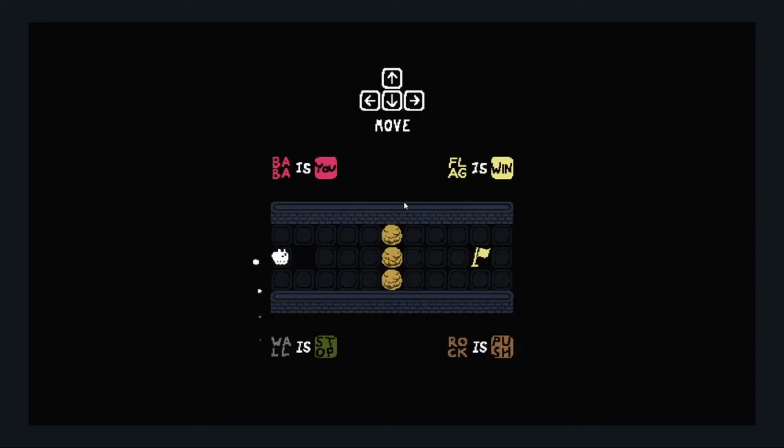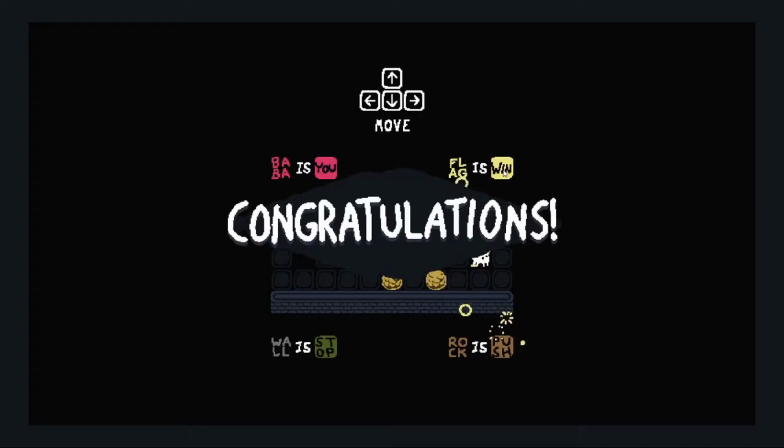Now, if you look over here in the bottom right, you can see rock is push. Now, these are rocks, and push is self-explanatory. We can push them. So that's pretty cool. You can push them all sorts of directions, but you cannot push them through walls. That's pretty logical. And up here, flag is win. And you want to touch the flag in order to be able to win.